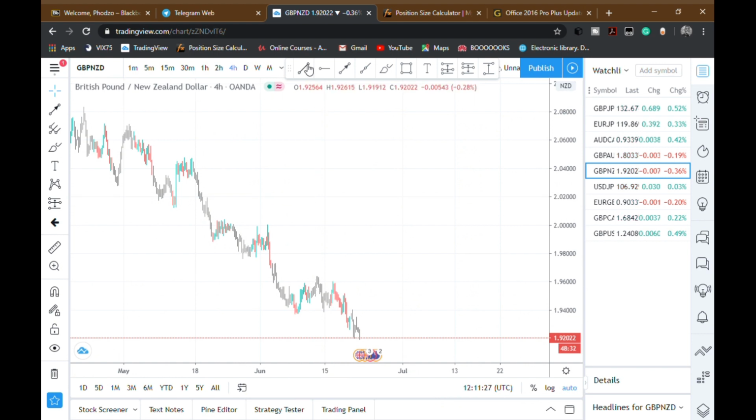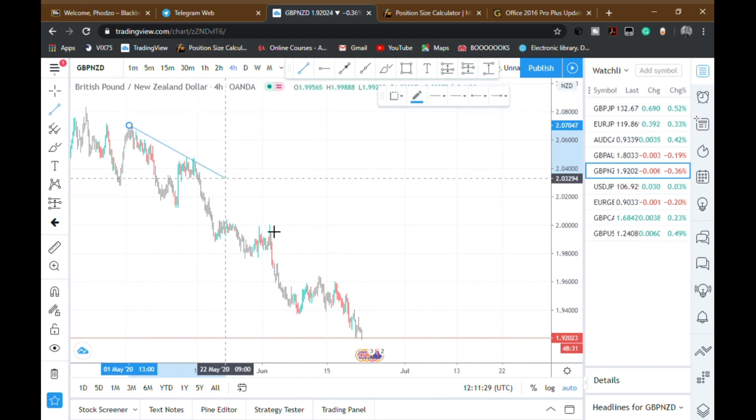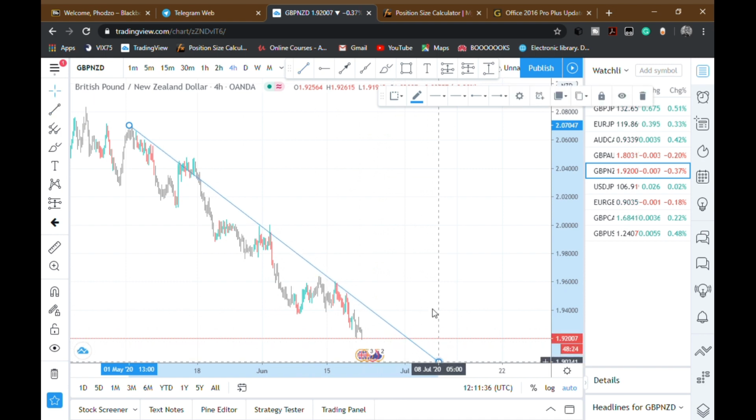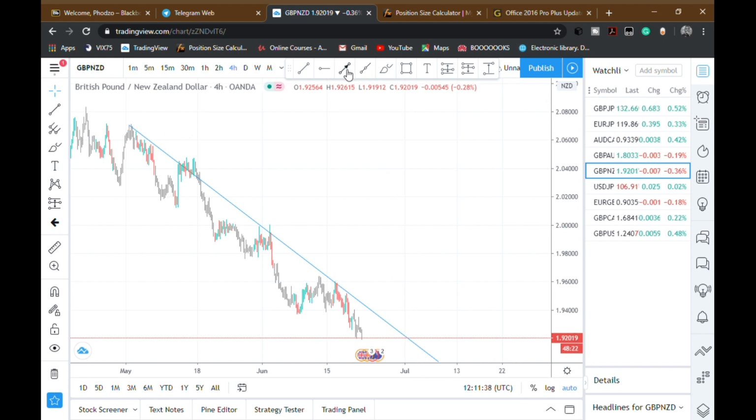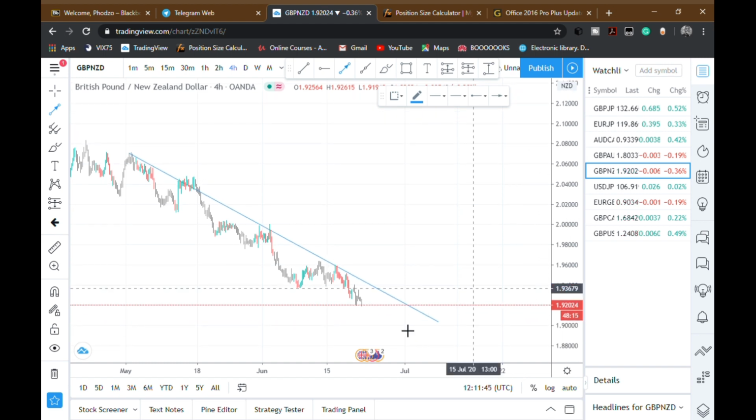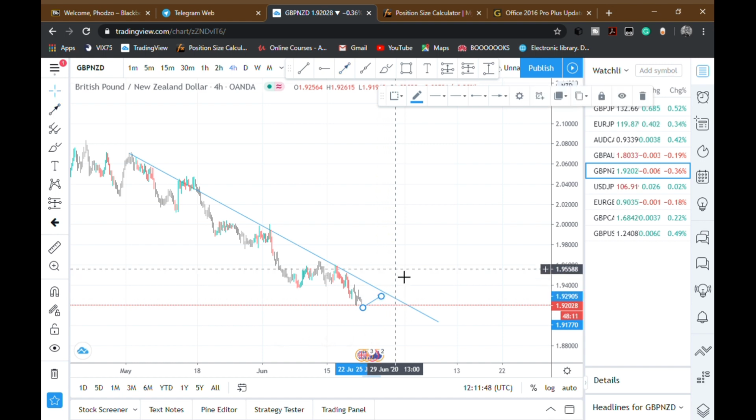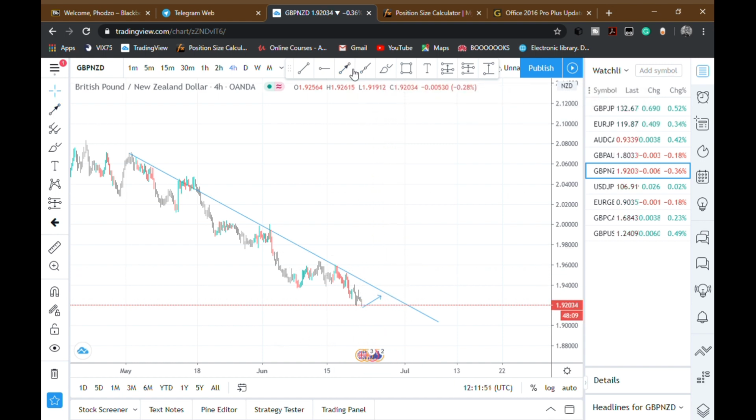So on 4 hour, I see this trend line right here. Something like that. So I'm just gonna wait on a pullback to the trend line, and then take a sell. Simple as that.